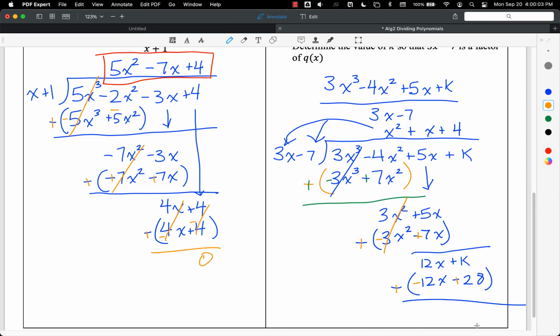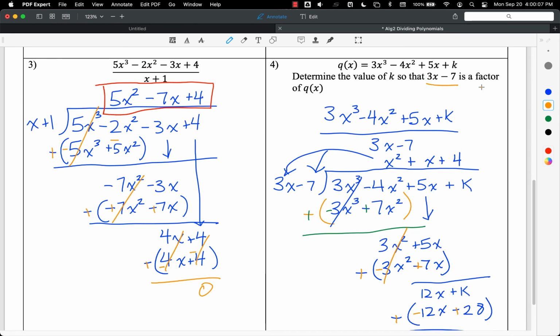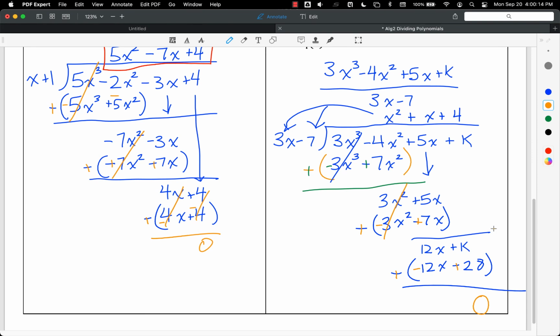And these need to add up to 0. Here's the key thing: they have to add up to 0 in order for 3x minus 7 to be a factor of this q of x, which is just that polynomial with 4 terms. So obviously the 12x and 12x cancel out. What should k be in order to get 0 here? Well, it has to be the opposite, which would be negative 28. So your final answer here is k is equal to negative 28.